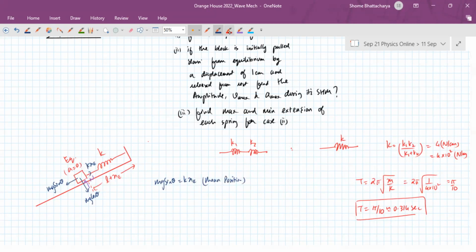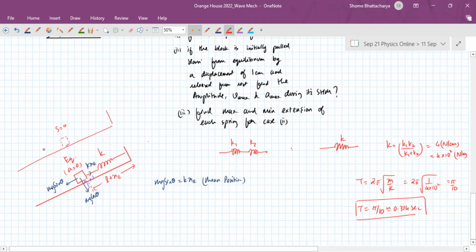Now from the mean position, take the mean position as s equal to 0. If you displace the block further down by s, your spring has a larger extension, where x becomes xc plus s. So the spring force will dominate over mg sine theta and have an upward acceleration.